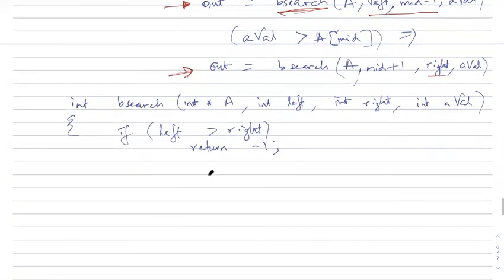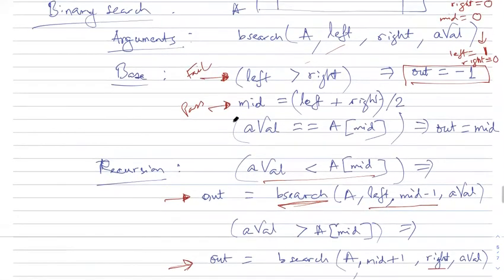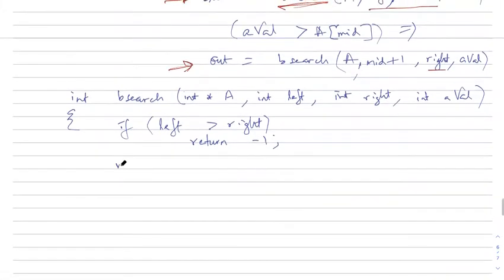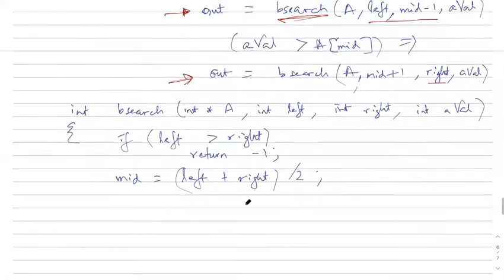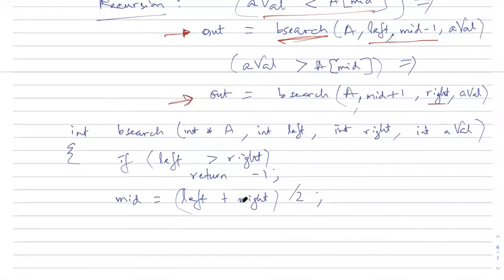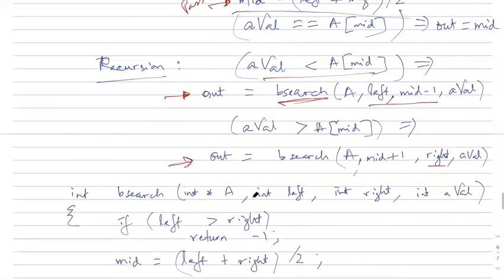Okay. If not, what are we supposed to do? We are supposed to evaluate the mid. So mid is equal to left plus right divided by 2. And now that brings us to the second base condition.